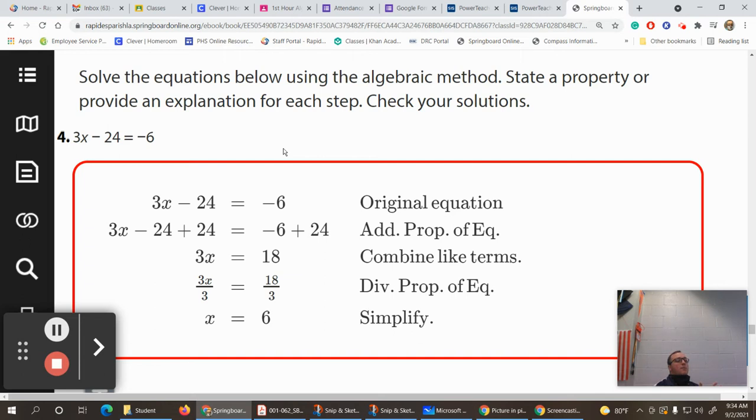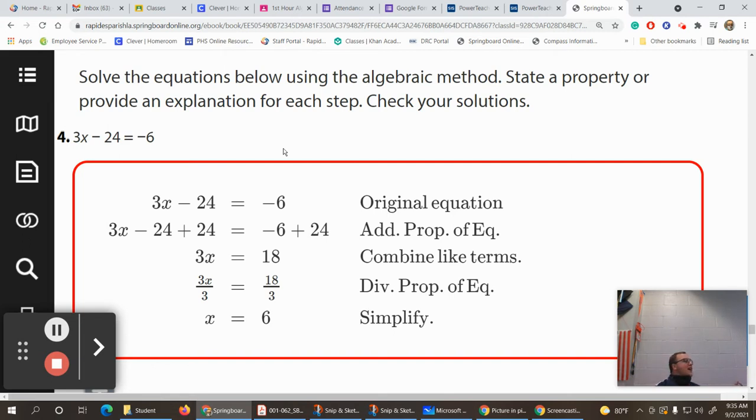So that's my addition property. I'm adding it to both sides, so that's the addition property of equality. So 3x minus 24 plus 24 equals negative 6 plus 24. Now, after I use addition or subtraction property of equality, what's the next step? Combine like terms. I combine the constants: negative 24 plus 24 reduces to 0. Anything plus 0 is that number, so I have my 3x. Negative 6 plus 24 is 18.